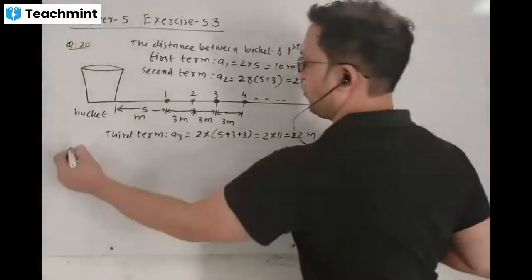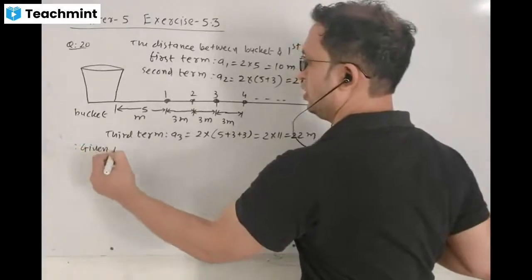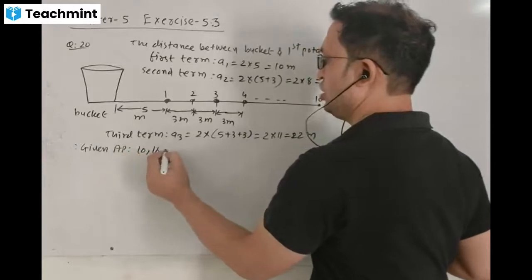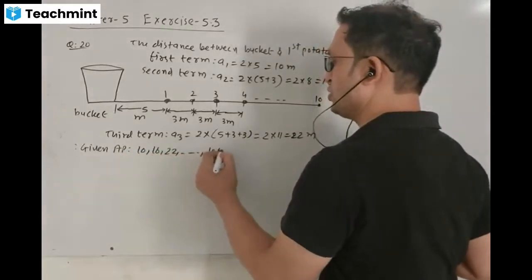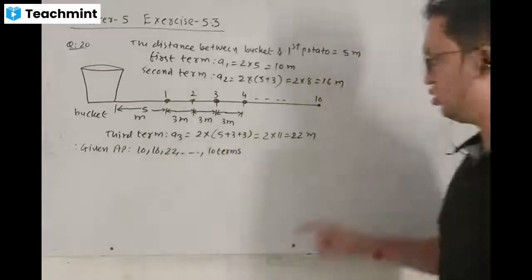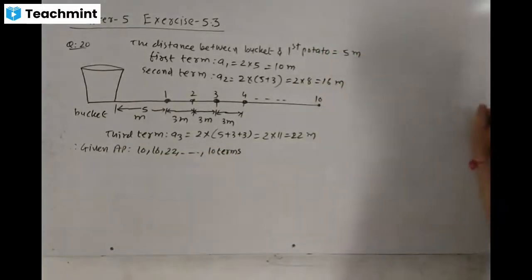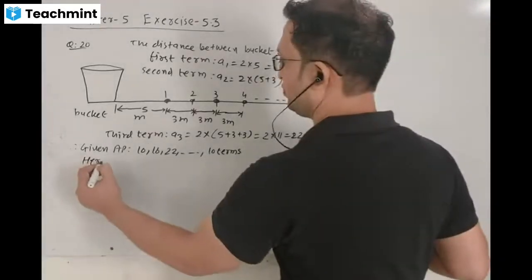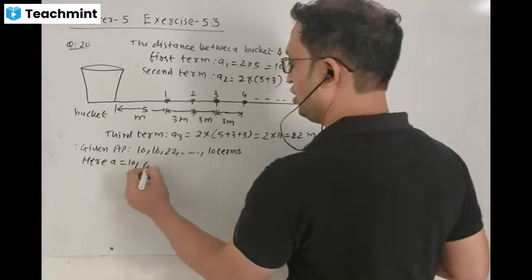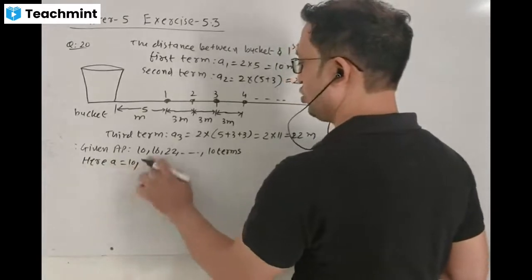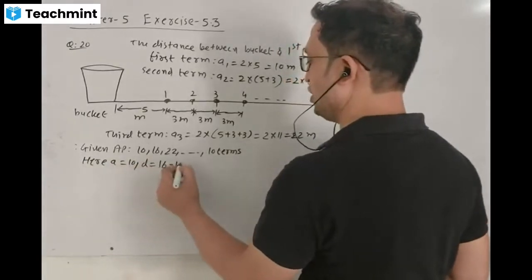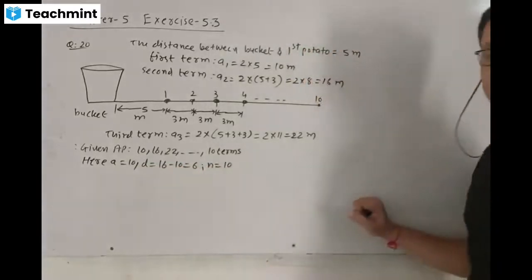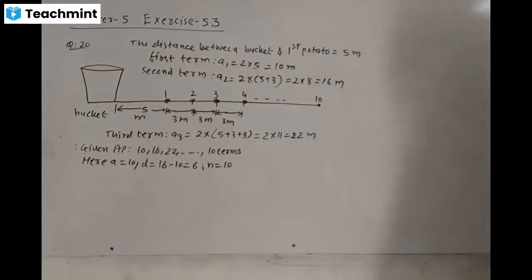Okay, here. Therefore, the given AP, what will it become for us? 10, 16, 22 up to 10 terms. It is 10 terms because the number of potatoes is 10. What is a? Here a is equal to 10. Common difference d is equal to 16 minus 10, that is equal to 6. And n is equal to 10. Then find the total distance Sn.